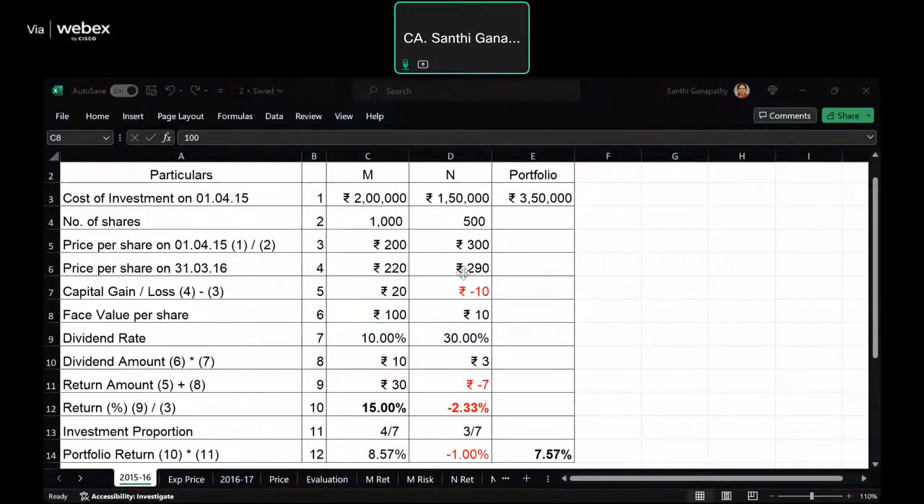What is the cost? How many shares? Therefore, what is the price? What is the capital gain? What is the dividend? What is the return? Return as a percentage, investment proportion, portfolio return.